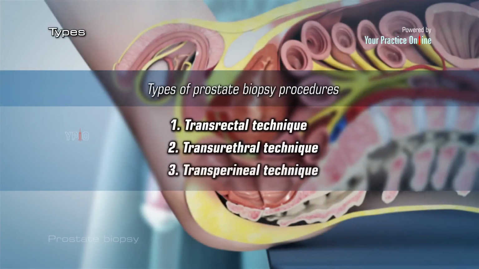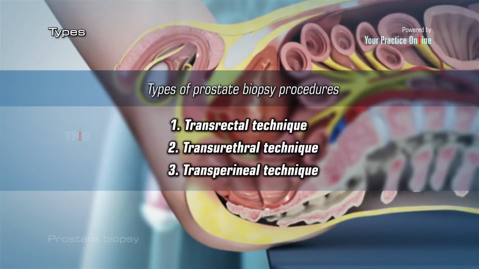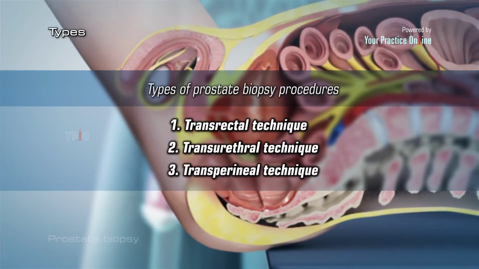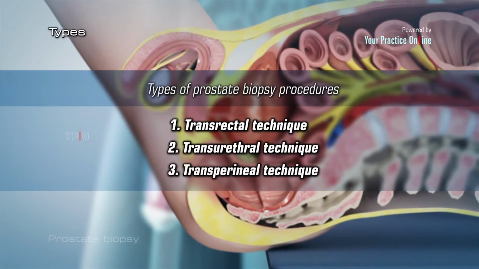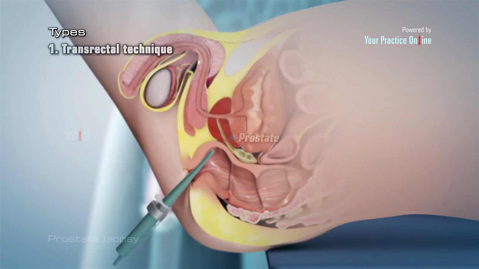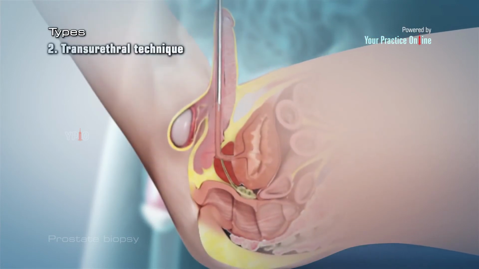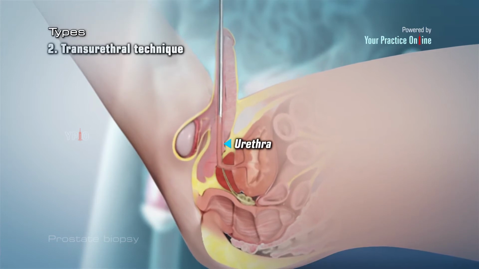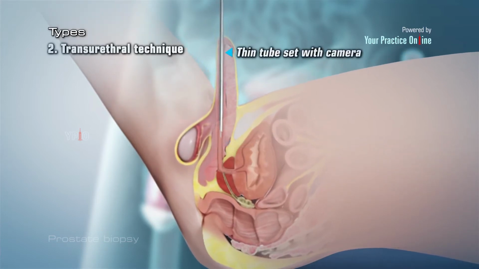Types of prostate biopsy procedures. There are different ways prostate biopsy samples can be collected. The most common techniques include transrectal technique, in which the needle is passed through the wall of the rectum. Transurethral technique, where the tissue sample is collected through the urethra. This procedure employs a long, thin tube set with a camera to approach the prostate.